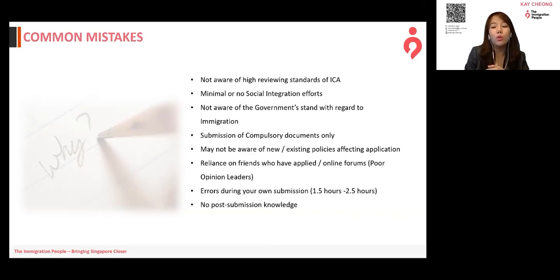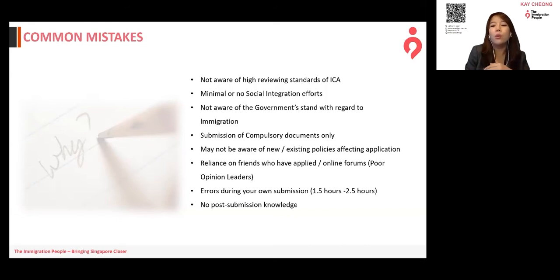Now, the second one is also very common: minimal or no social integration efforts. I have clients who have been here for a very long time, but if you ask them what they have done to try to integrate into Singapore, literally nothing. The reason why Malaysian Chinese and Indonesian Chinese are the easiest group of people to get approval is because, especially for Malaysians like me, it's very similar in terms of culture and language. It's very easy for Malaysians to integrate here. But other than that, if you come from some so-called exotic country, you actually need to make an effort to try to integrate into Singapore.